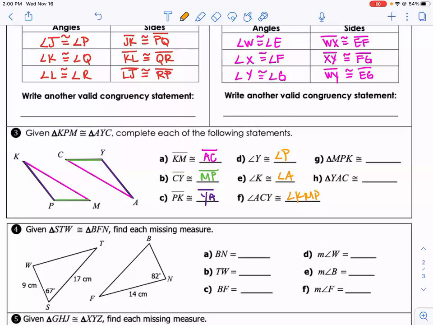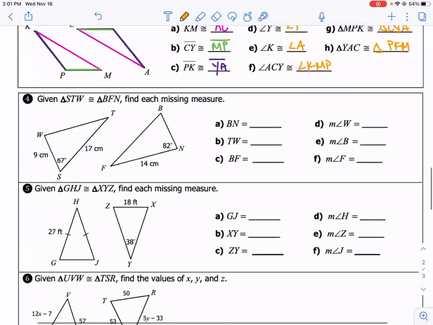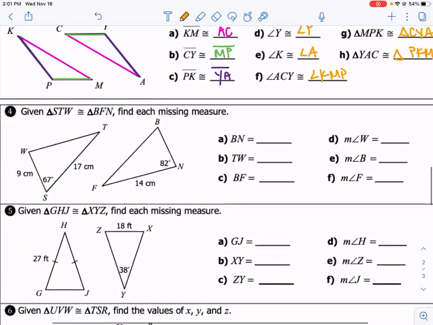Now over here, we have some different triangle congruent statements. MPK, the triangle MPK. Carson, do you have a question? Okay. Gavin, what about YAC? PKM. What I want you to do is work together in number 4 and see if you can come up with the measures for all of those missing pieces.